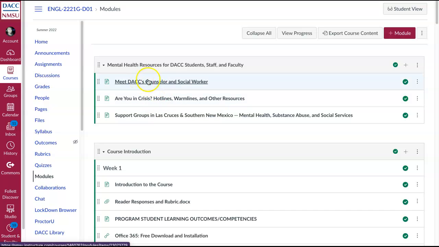So if you know someone, definitely look at this module because it contains information that could help a member from the community. And like I said, if you're going through something, I know a lot of us are struggling with what's going on in the world and things like that. So definitely I encourage you to talk to the DACC counselor or social worker. They are there to help people, and it's free. So it's definitely something to take advantage of.